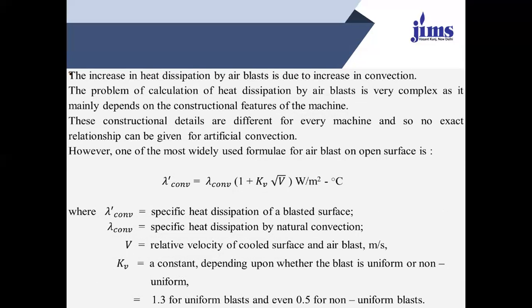The problem of calculation of heat dissipation by air blast is very complex as it mainly depends on the constructional features of the machine. These constructional details are different for every machine, so no exact relationship can be given for artificial convection. However, one of the most widely used formulas for air blast on open surface is lambda dash convection equal to lambda convection into (1 plus Kv root V).